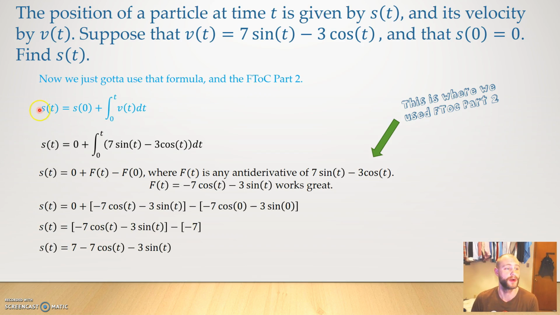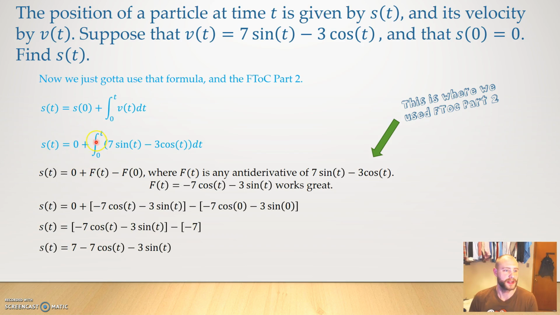So let's get to it. Position at time t is equal to initial position plus this. That's what we had before. Position at time 0 is equal to 0. The only reason I know that is because they gave us that in the question right here. If they gave us that this is 7 or something like that, I'd have to put a 7 in there.